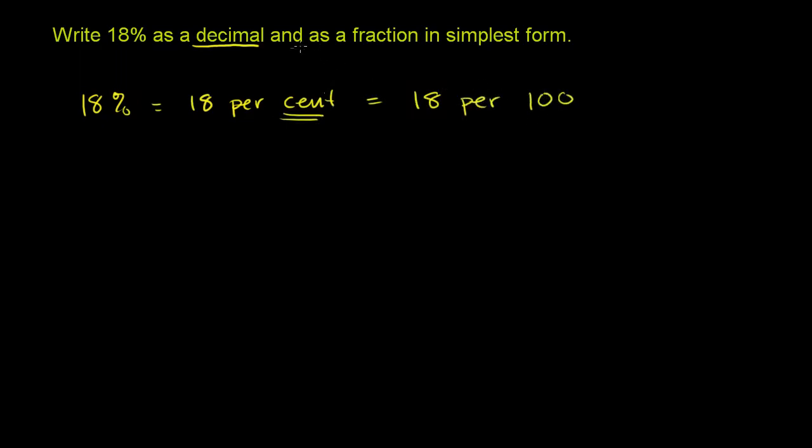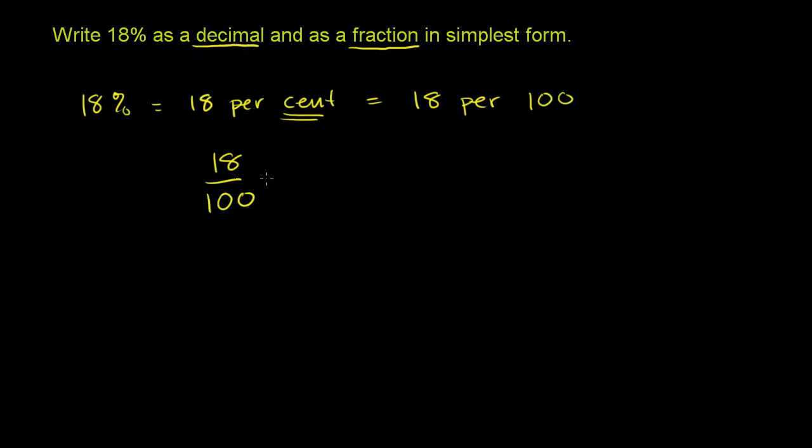Actually, I said I would do the decimal first, but we can start by putting it into a fraction. 18 per 100 as a fraction literally means 18 per 100, or 18 hundredths. Now, from here we could go straight to a decimal, or we could write this fraction in simplest form. Let's do the decimal first, just because that's what I said I would do first.